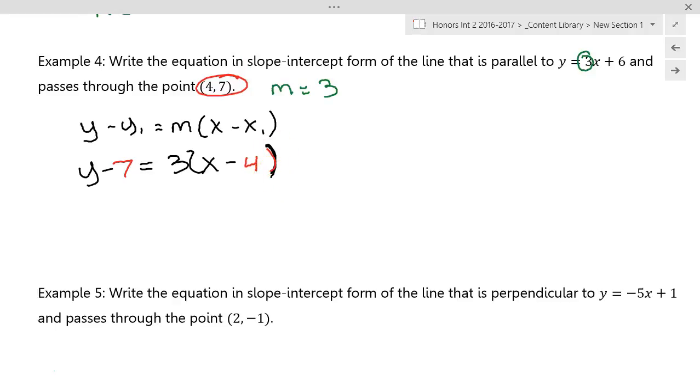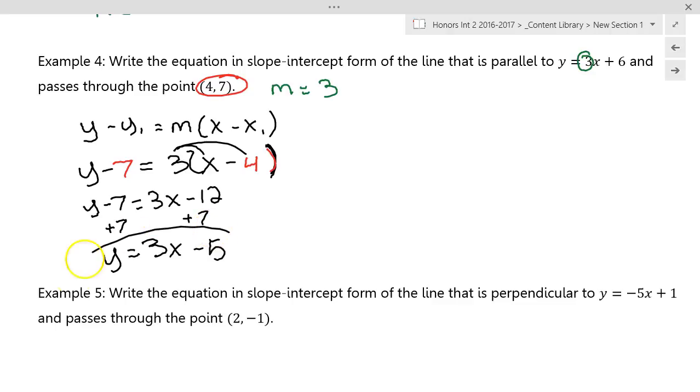I'm going to start by distributing my 3. y minus 7 equals 3x minus 12. Solving for y, I'm going to add 7. y equals 3x minus 5. So these two lines are parallel. This one passes through that point.